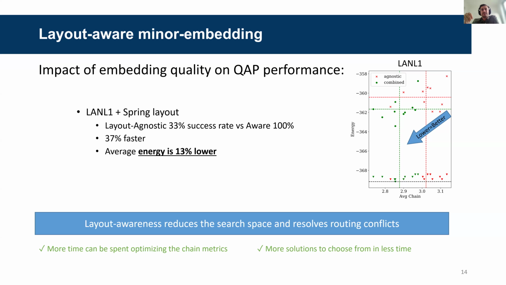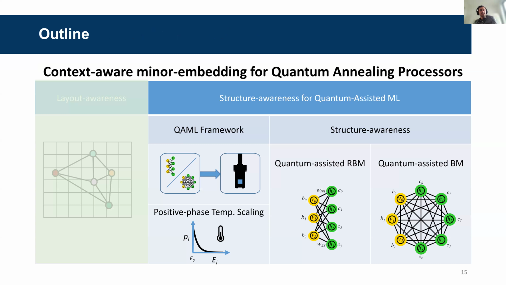And this all results in being able to get better performance from the device. This is the first idea of context awareness exemplified with layout. So now I'm going to move on to what I mentioned of quantum assisted machine learning. And I also said that we had to build some things to get that going. So for this part of the quantum assisted machine learning, we had to implement a framework.